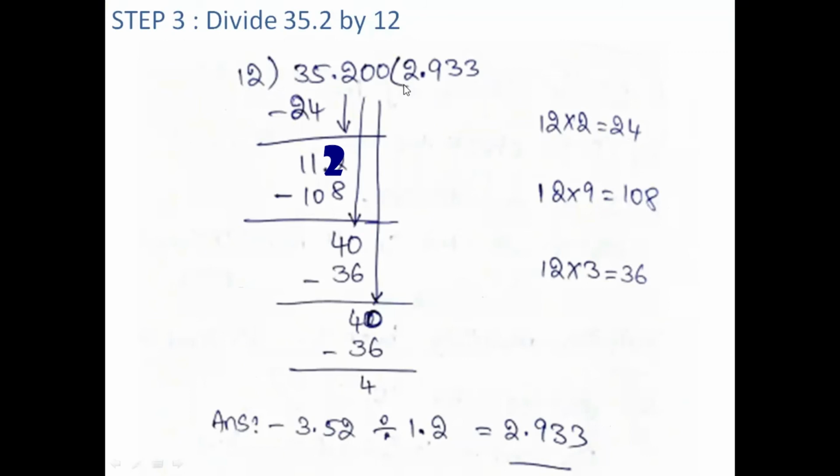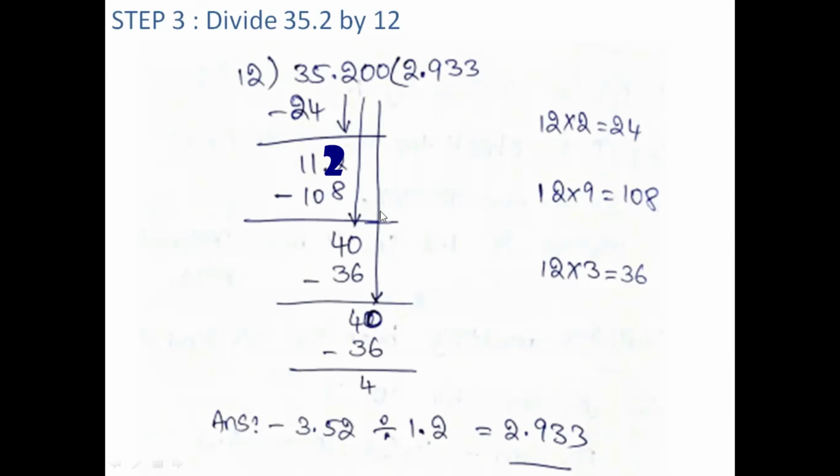12 twos are 24. 35 minus 24, the difference is 11. We have a decimal point, so keep the decimal point in the quotient also. Next, 2, write it down. 12 nines are 108. 112 minus 108, the difference is 4. We cannot write like that. So, keep 0 in the dividend. Then write it down. It becomes 40.